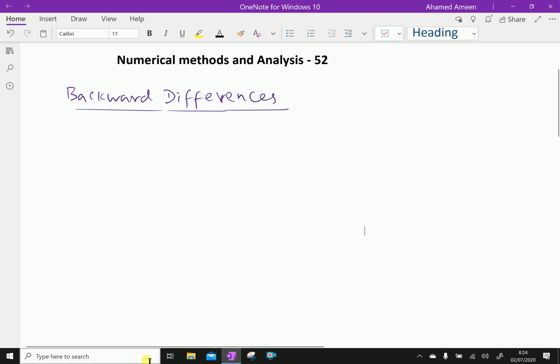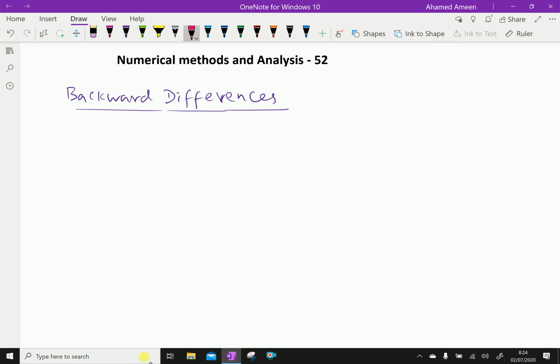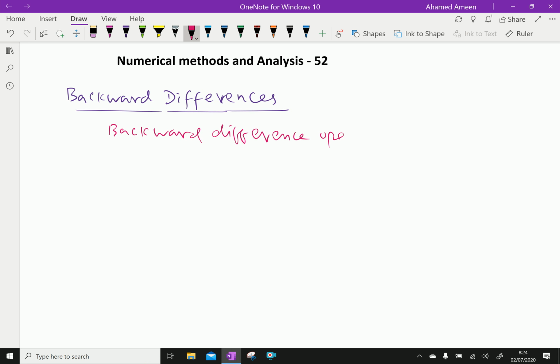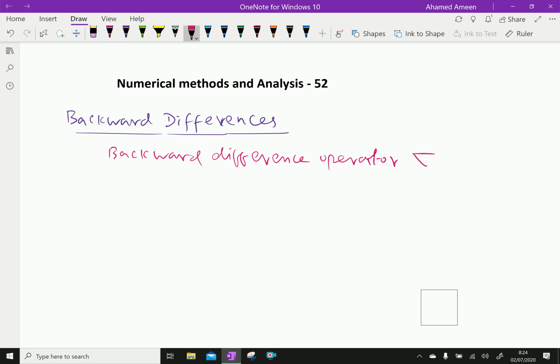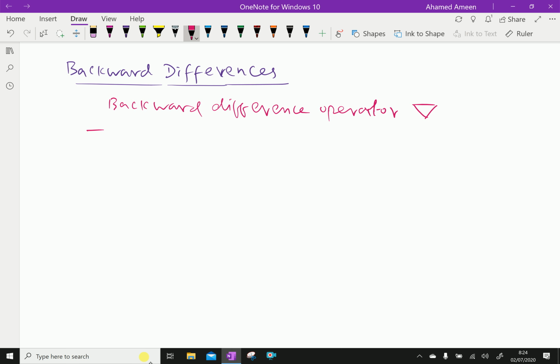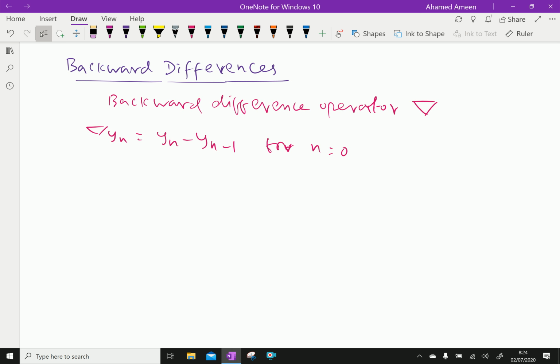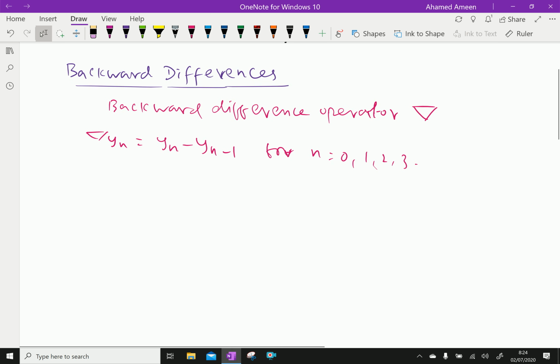Here, let us introduce the backward difference operator. The operator is reverse delta, and it is defined as reverse delta yn equals yn minus yn minus 1, for n equal 0, 1, 2, 3, and so on.